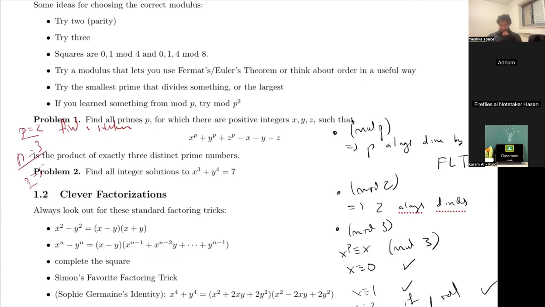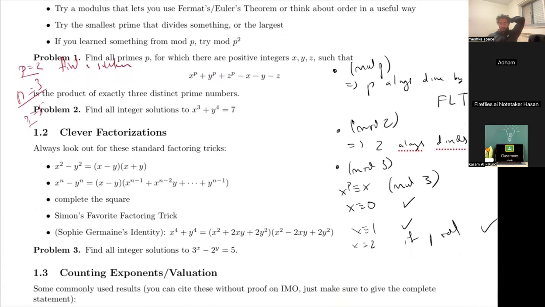So the point was how do you know which prime to pick? You should always try parity. You can always try 3. It works for some reason. And then since you see the exponent p, you try mod p. And you get whatever information you want.